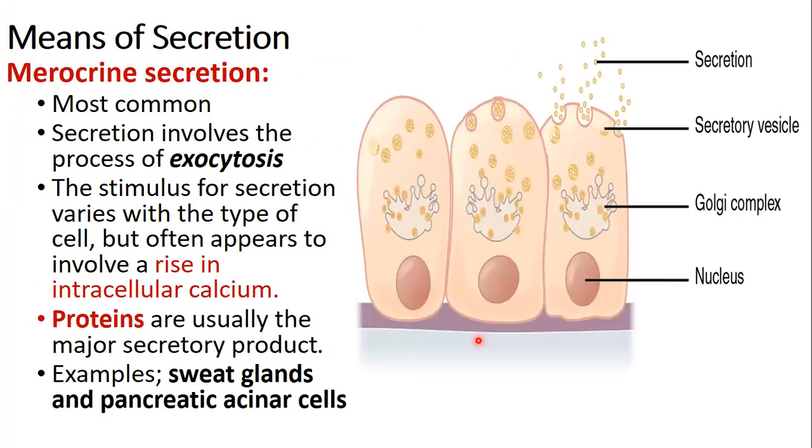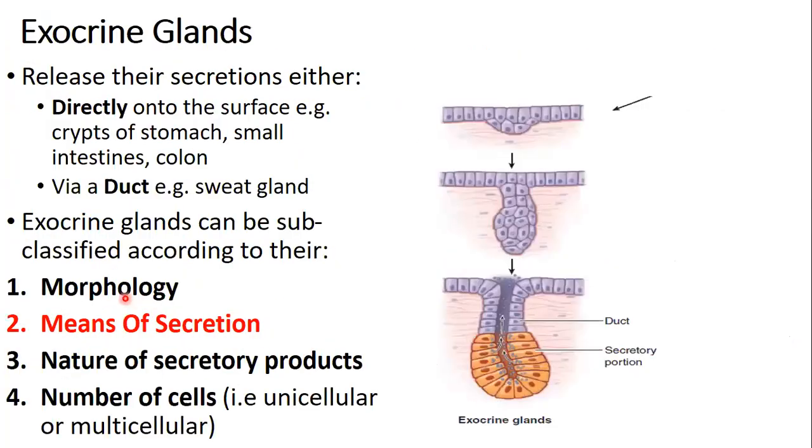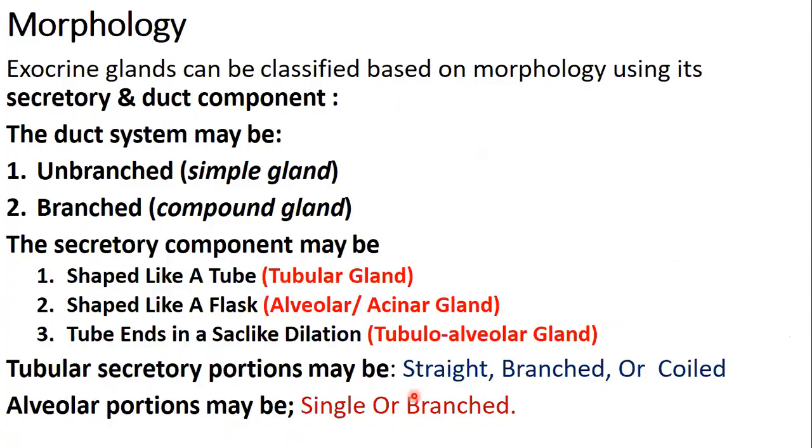So that's about glandular epithelium. Remember, we're classifying this epithelium based on shape, means of secretion, nature of product, and number of cells. Several cells there, compound and simple glands. Means of secretion, we are looking at holocrine, merocrine, and apocrine. Nature of secretion, we are looking at mucus glands, serous glands, and seromucus glands. Number of cells, you're looking at multicellular glands and unicellular glands. Unicellular gland, example given, goblet cell.